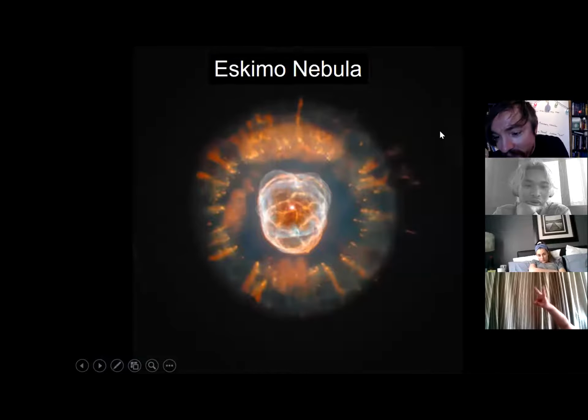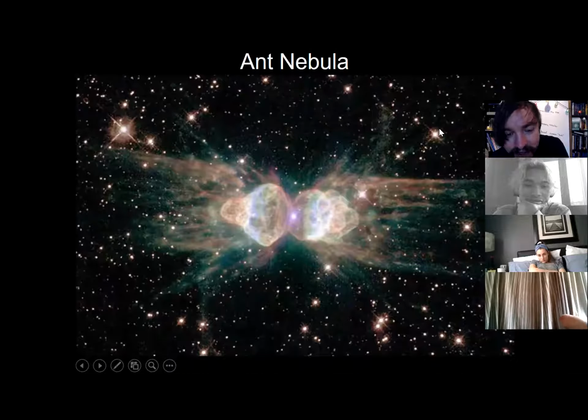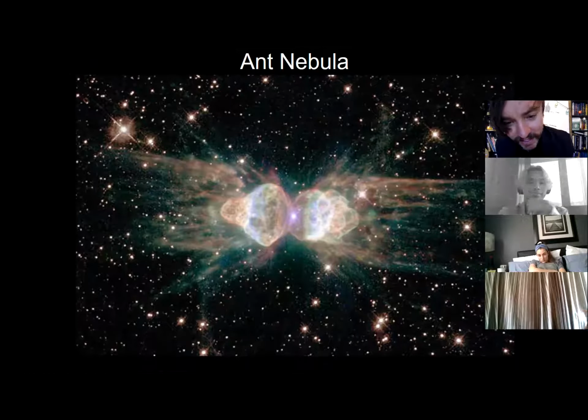This is the Eskimo Nebula. I've seen this one from the Jacobi telescope. Look at this one, the Ant Nebula. Do you guys have any idea why it might be making this kind of lobed structure instead of expanding out in a shell? Can you think of a reason why it might have this dipole pattern, so to speak?